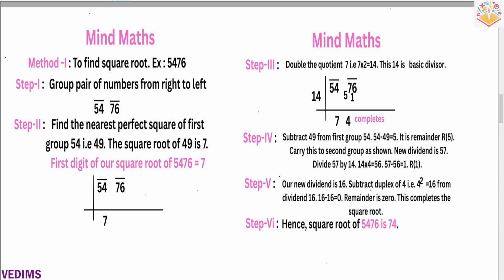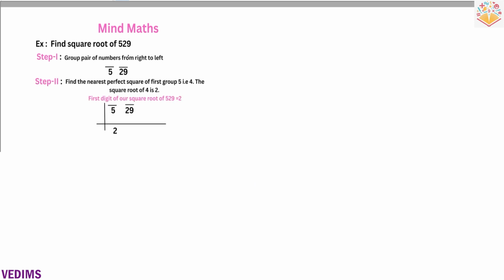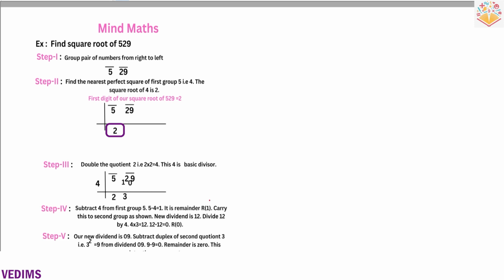Now, let us apply this method to find the square root easily. Take the first example, that is 529. Group them, apply the first step: 5 and 29. Find the nearest perfect square of the first group 5, that is 4. The square root of 4 is 2. The first digit of our square root of 529 is 2. Write the 2 as the quotient. Now double the quotient 2 to get 4. This is the basic divisor.